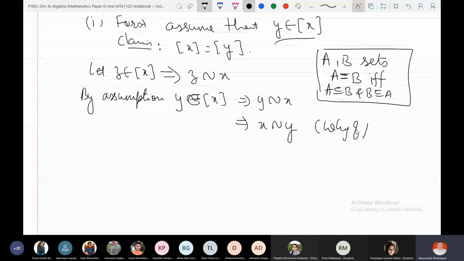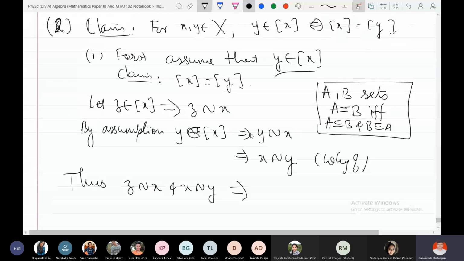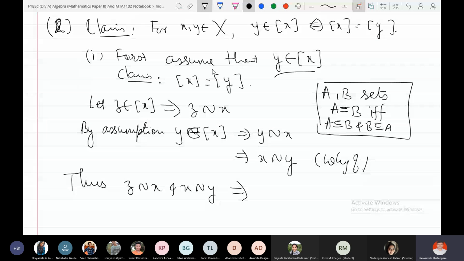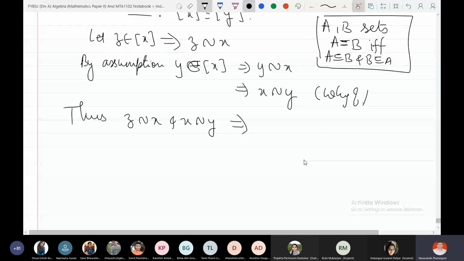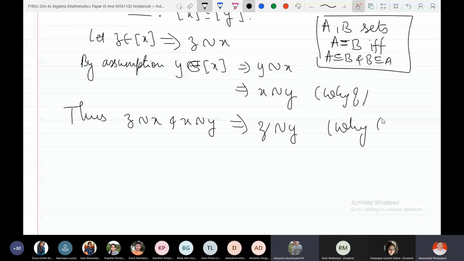What can I say? What I am expecting, I have selected a Z from class of X, and I expect that Z is also a member of class of Y, and therefore I can say that class of X is subset of class of Y. And then Z is related to X, and X is related to Y. So Z is related to Y by transitivity, because our relation is an equivalence relation, therefore it is already transitive. If Z is related to X and X is related to Y, Z is definitely related to Y.